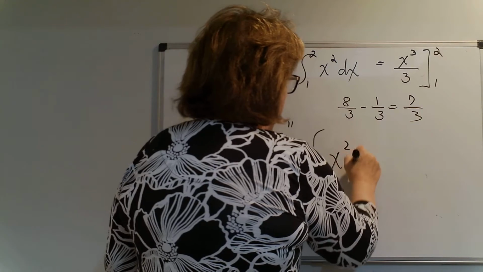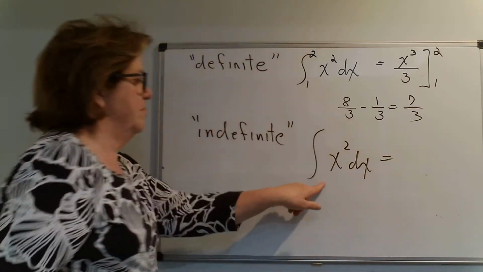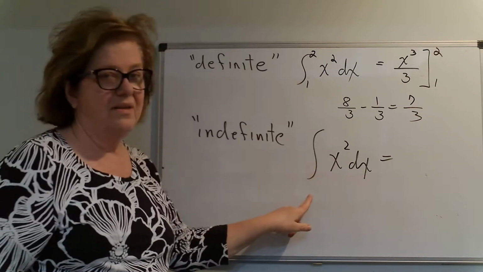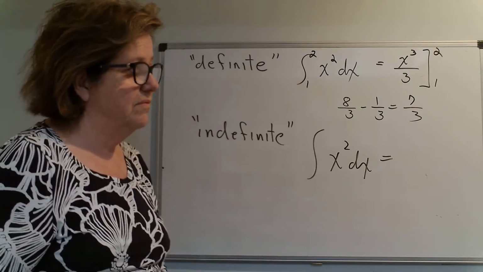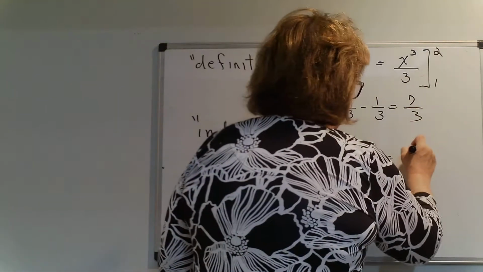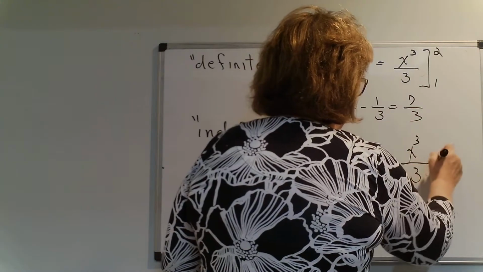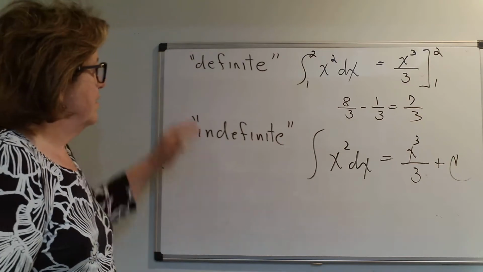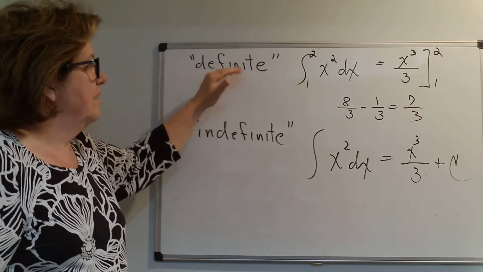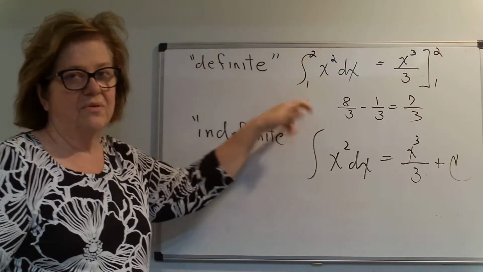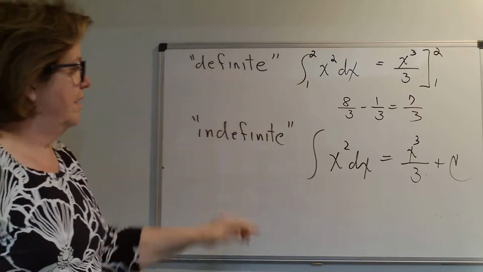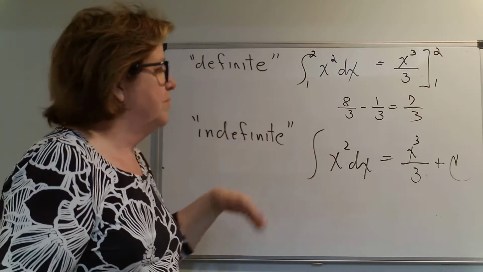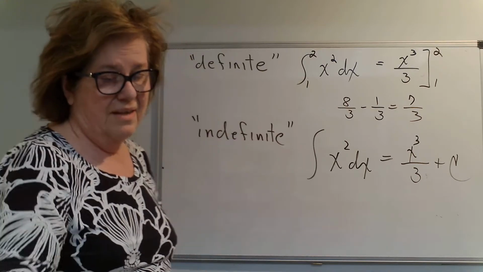And that is where you don't put any limits of integration. Basically what this is saying is give me the antiderivative. And the antiderivative is x cubed over 3 plus c, where c is some constant. So if we have limits of integration, that's the definite integral. If there's no limits of integration, we call that the indefinite integral, but it's also just called the antiderivative.